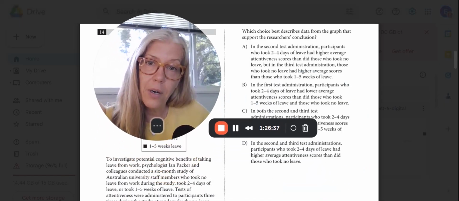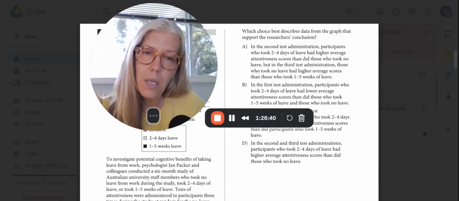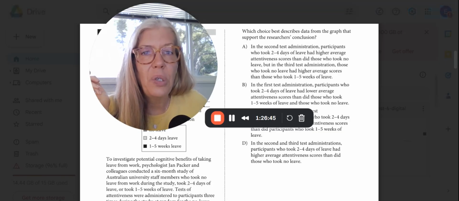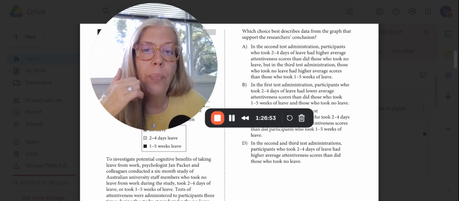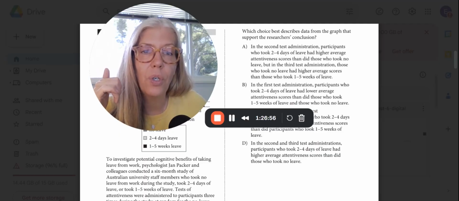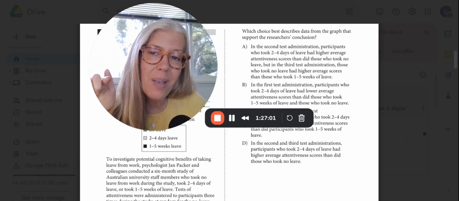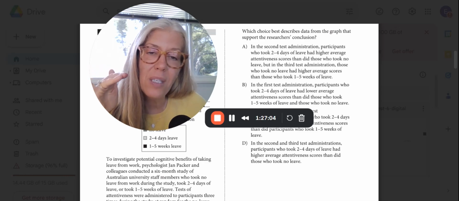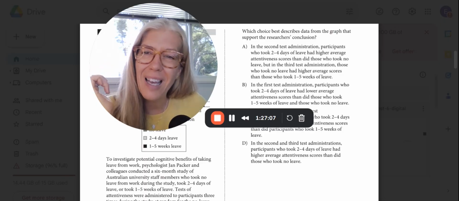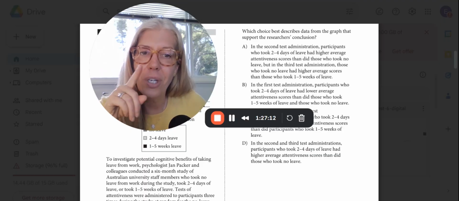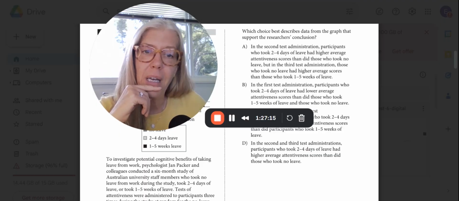All right, let's look at A. In fact, I'm going to come over here and cover. In the second test administration, participants who took 2 to 4 days of leave had higher average attentive scores than those who took no leave. And they brought in no leave. But in the third test administration, those who took no leave had higher average scores than those who took 1 to 5 weeks of leave. You may be wishing that I would move myself out of the way of the table, but I'm not going to, because I don't need that stuff. Right here, they brought in no leave. They can't talk about no leave. It's not in the conclusion. So let's move on. I don't like that one.